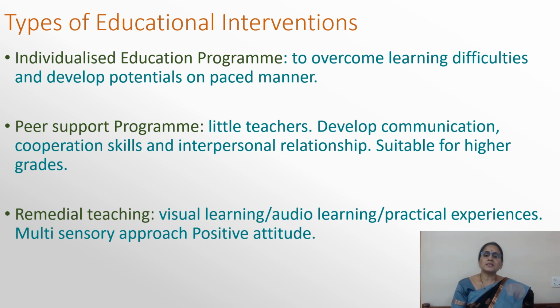Many educational interventions are held at special schools or inclusive schools. The first one is the IEP, Individualized Education Program. It is given to overcome learning difficulties and develop potentials in a phased manner. There are individual differences among all of us. One person may be a quick grasper, another slower. Whatever the individual pace is, through the IEP the student's ability will be increased step by step. This is very important for all levels of children with hearing impairment.